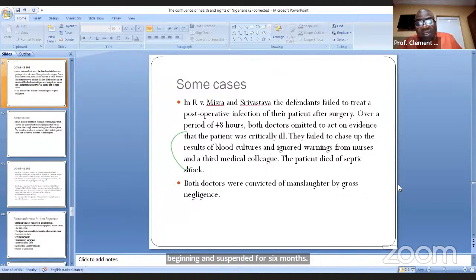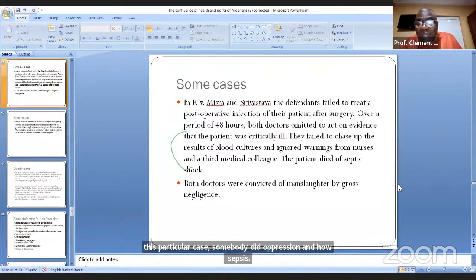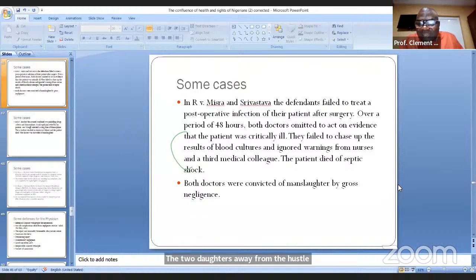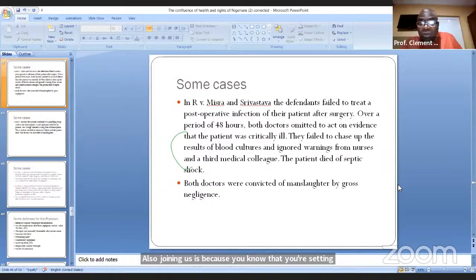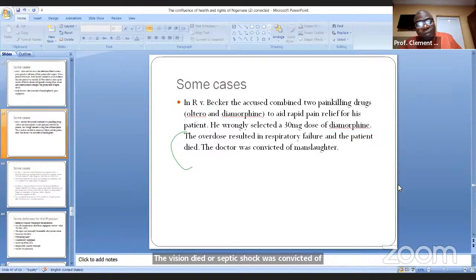In this particular case, somebody did an operation and the patient had sepsis. The two doctors were informed that the patient they operated on had sepsis. They failed to chase the lab results. They were not concerned. They ignored warnings from the nurses. The nurses on the ward were telling them, this man is ill. They just disregarded it. Even a colleague of theirs also joined the nurses to tell them this patient is ill. They just said they couldn't clear him. The patient died of septic shock. Both doctors were convicted of manslaughter and sent to jail.